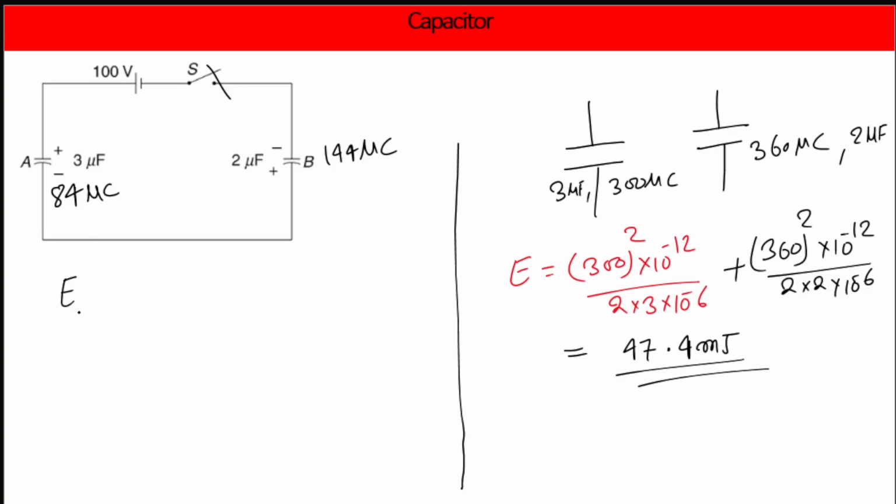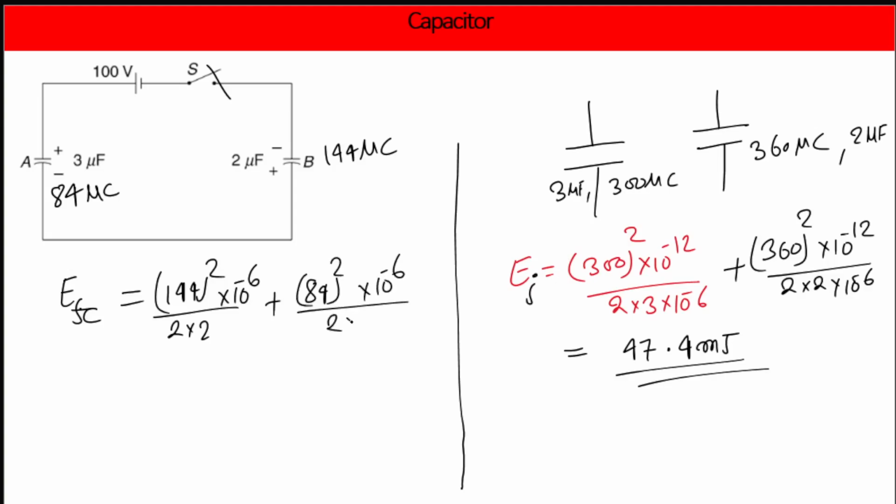So the final energy on the capacitors, and this was the initial energy. Initially there is only energy on the capacitors, right? Final energy left on the capacitors is equal to how much? So write the value of charge, 144 square divided by 2 into 2 into 10 to the power minus 6, plus 84 square into 10 to the power minus 6 by 2 into 3. Okay? So this will be near about how much? 6.360 millijoule. Okay, so this much energy is left.